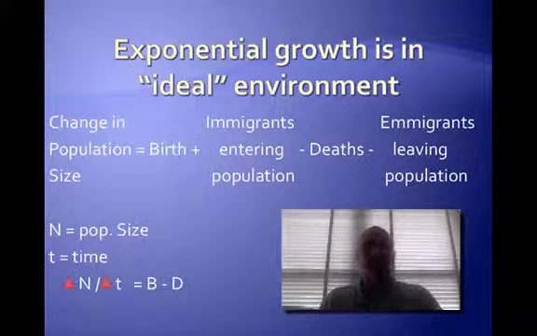For example, this equation up here says the change in population size is equal to the births plus the number of immigrants, the number coming in, minus the deaths, minus the emigrants, the number leaving. So if we wrote it into a simple equation, we could say the change in the population size divided by the change in time is really equal to births minus deaths.